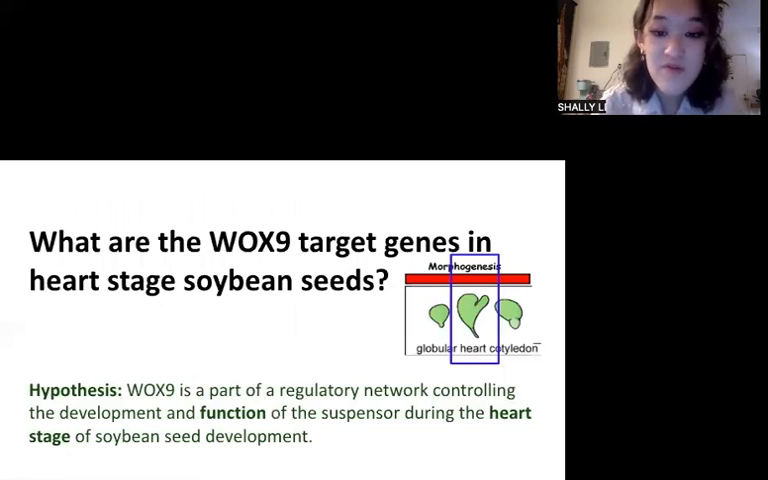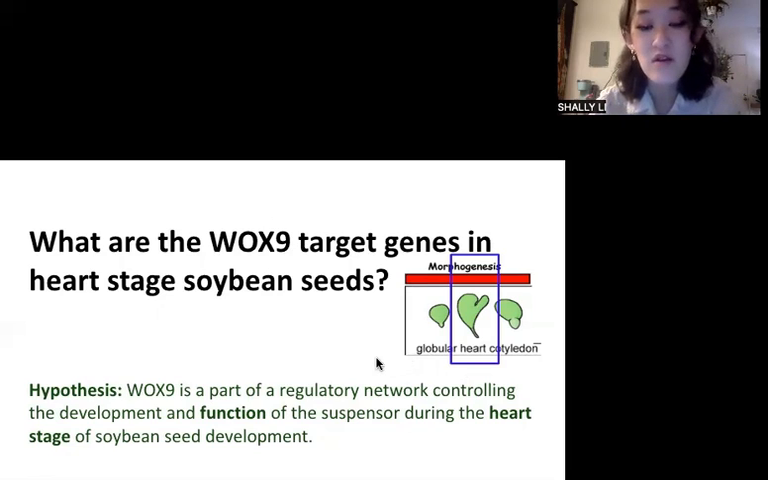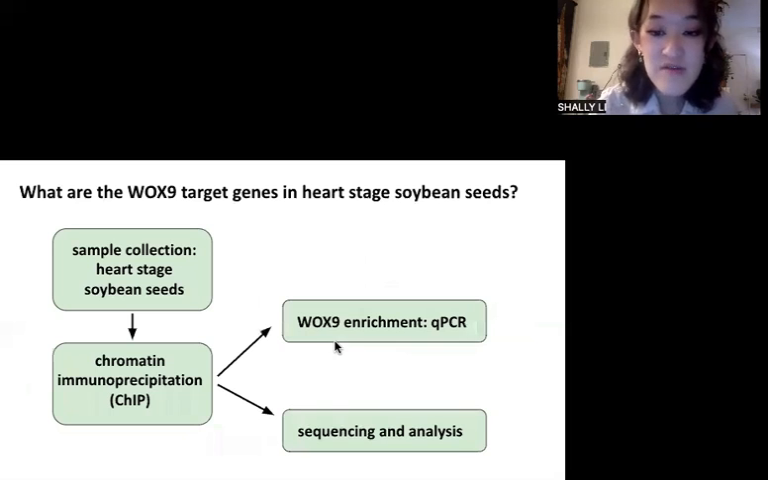And so this brings us to the major question of my research, which is what are the WOX9 target genes in heart stage soybean seeds? So the very next stage following the globular stage. And since by the heart stage, the suspensor tissue has already been differentiated, my hypothesis is that WOX9 is still involved in a regulatory network during this stage, but it is now controlling the further development and function of the suspensor rather than its differentiation. And so to do this, I performed chromatin immunoprecipitation on heart stage soybean seeds, which I will explain in further detail later, and analyzed it using qPCR and sequencing.